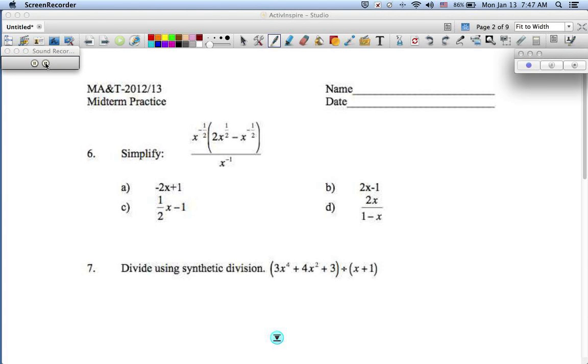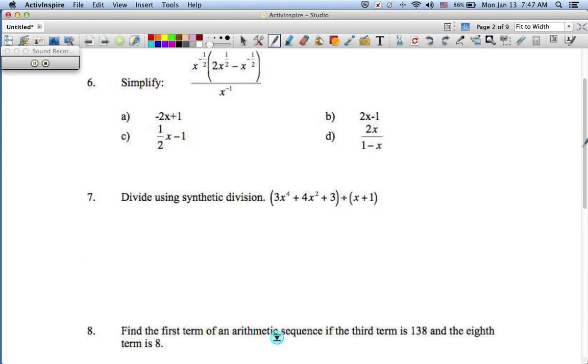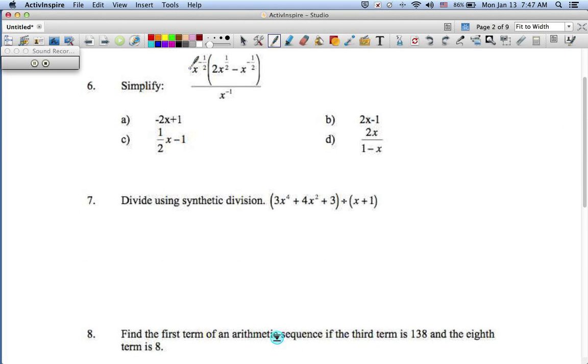Welcome back. We are now looking at the second page here, the midterm review, starting with problem 6, which is an exponent problem. A couple options here. I think the route I'm going to go first, I'm going to distribute this guy through and see what happens there. So I have 2 x to the 1/2 and x to the negative 1/2.